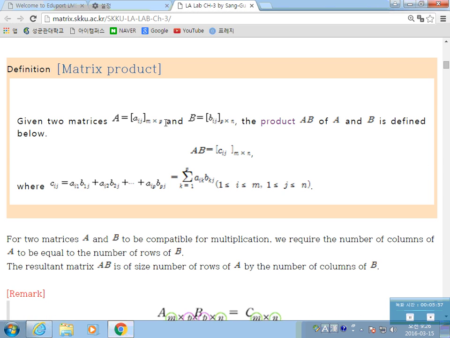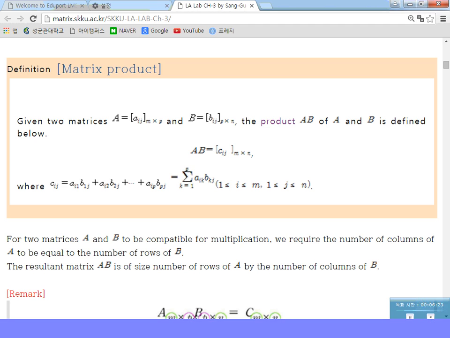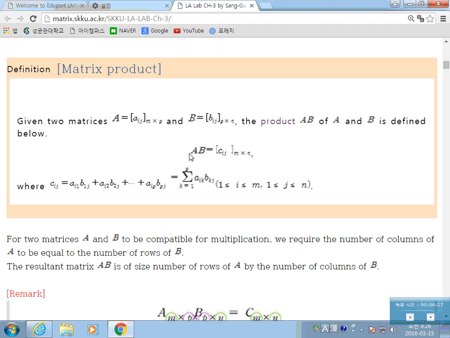When the number of columns of A and the number of rows of B are the same, both being p, then this product can be defined this way. The product of these two matrices will be an m by n matrix. The p and p cancel each other. Okay, and the ijth entry of this matrix is defined in this way.